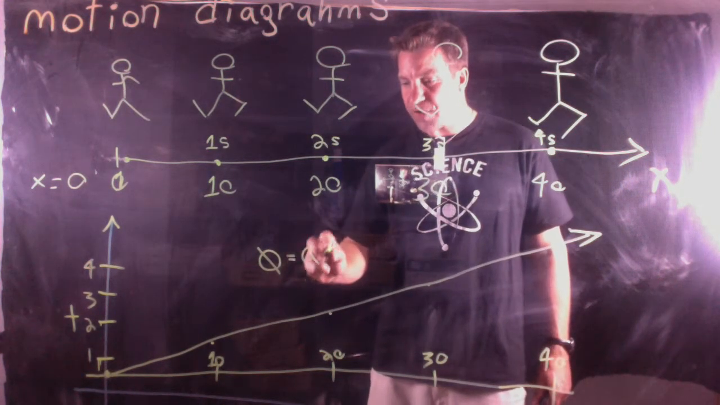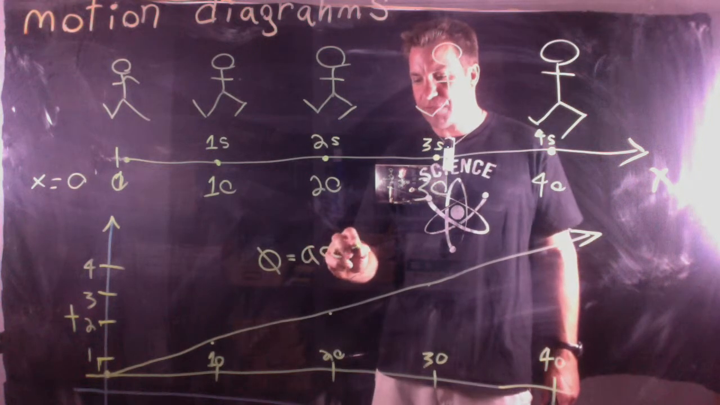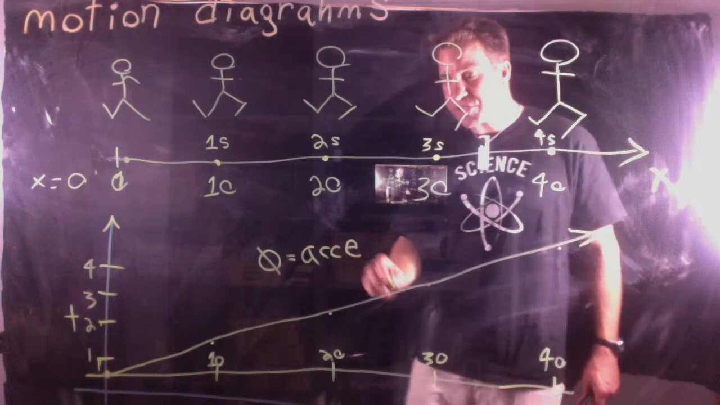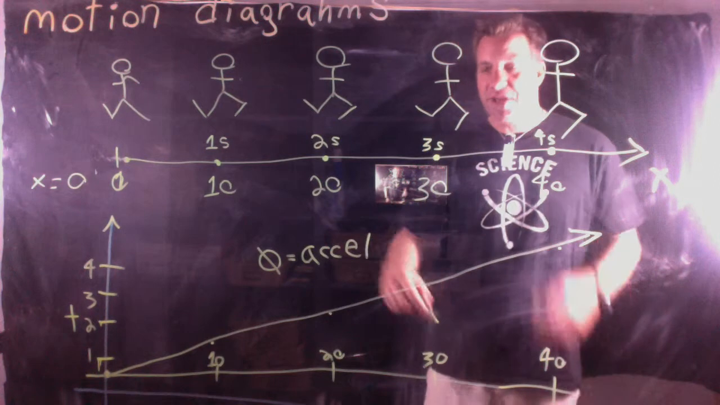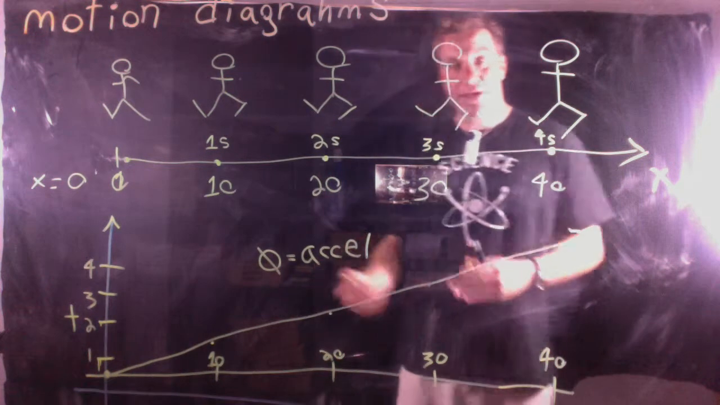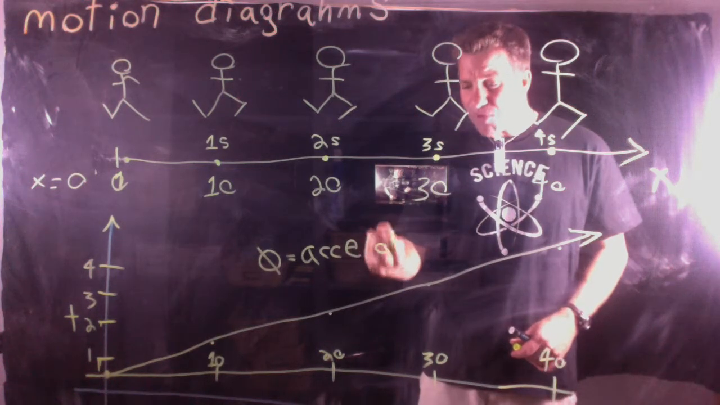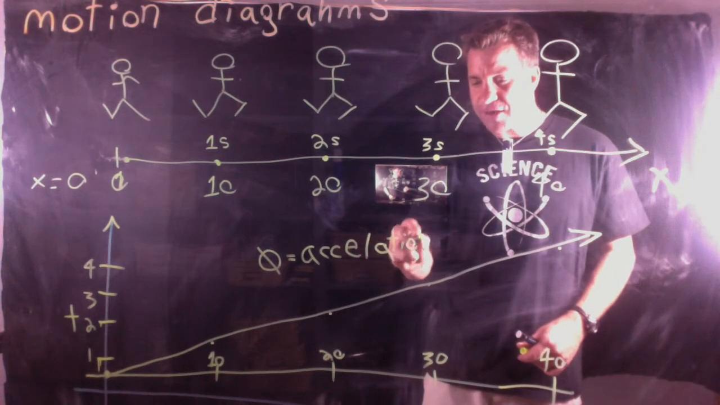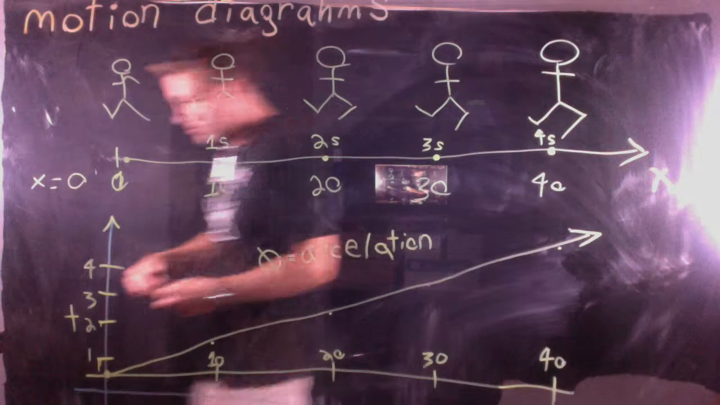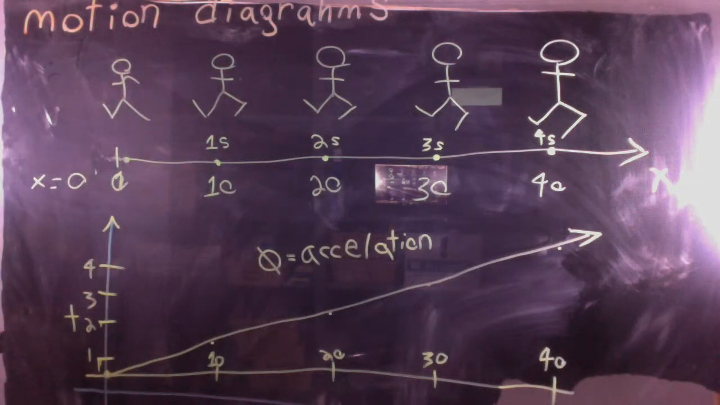So, one graph actually has a lot of information. It tells us about the position, but it also tells us about the speed as a function of time. So it's an important thing to be able to plot these things and to make sense of them. And that is motion diagrams.